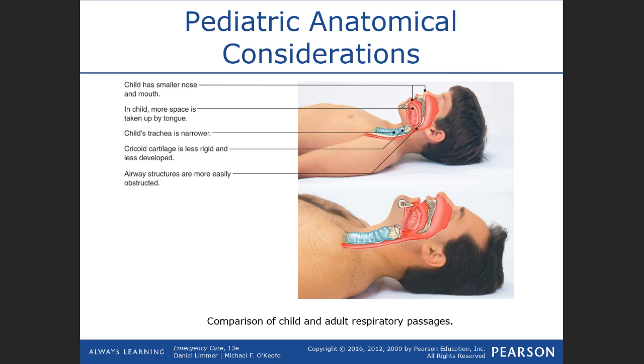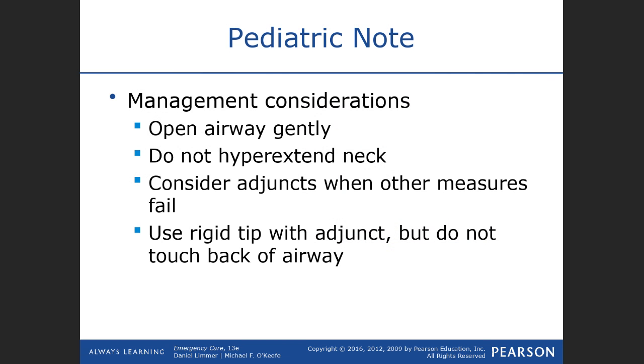All right, now some pediatric anatomical considerations. Some points that you need to note for your pediatric patient. Open the airway gently. Do not hyperextend the neck. You want the head in what we would consider the sniffing position, because their air passage is tiny, right? Size of a straw.